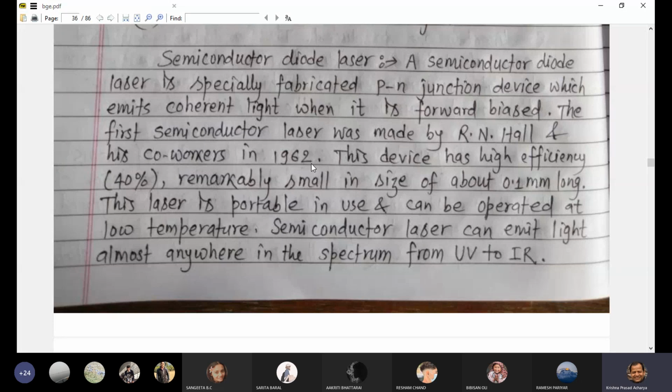Now, what are the advantages of such type of laser? This laser has high efficiency, about 40%. Its size is remarkably small, of the order of 0.1 millimeter long. If the size is small, then it is very portable to use.